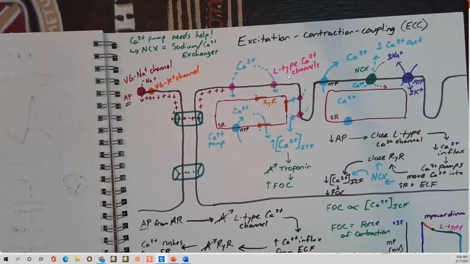Remember, if we block these L-type calcium channels, then less calcium enters the cell. Does that make sense? And if there's less calcium entering the cell, then fewer ryanodine receptors get opened. Fewer ryanodine receptors, less calcium can leave. That decreases the amount of calcium versus normal, therefore the force of contraction starts to go down. So that's the idea there.